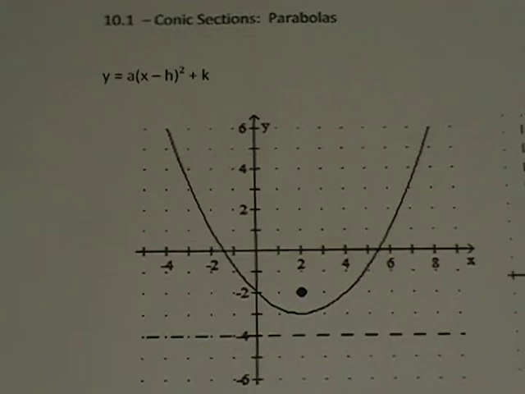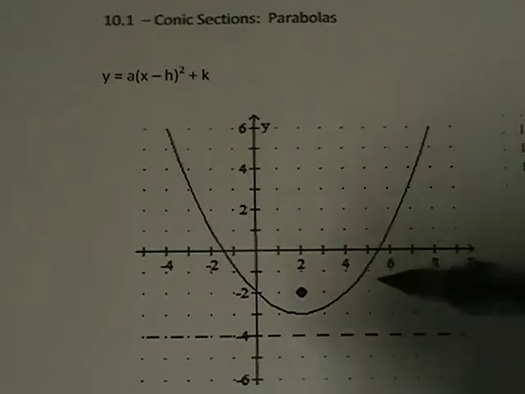So back with some more on conic sections. We're still talking about parabolas here. Remember, you can have a vertical parabola or you can have a horizontal parabola. We're talking about vertical parabolas right now. And I just want to label the parts of a parabola. So I want to start with the vertex.